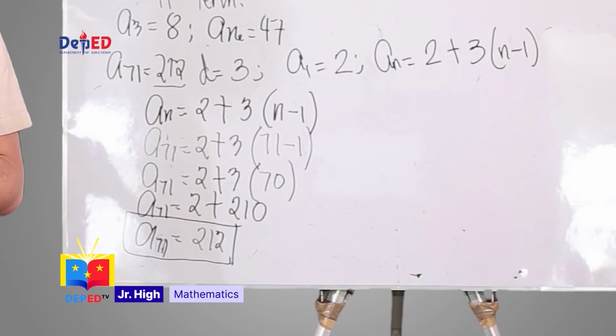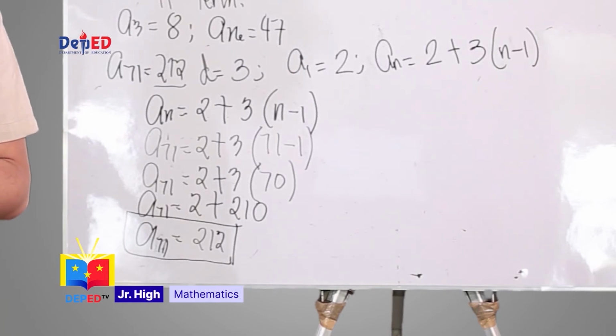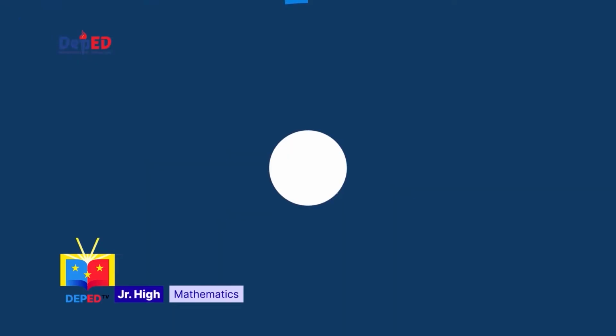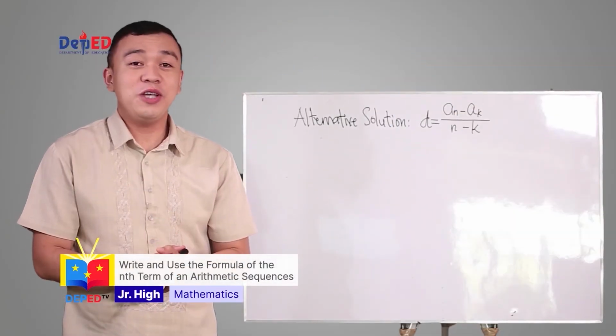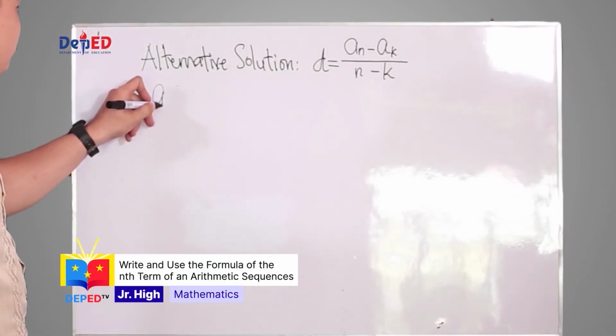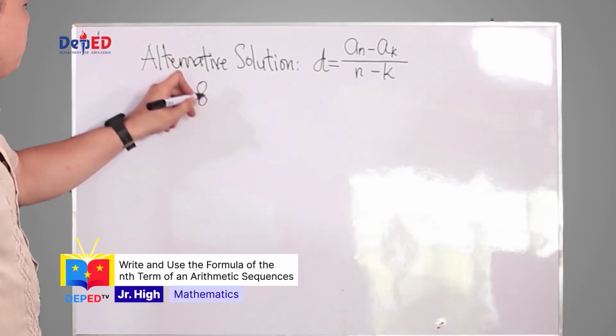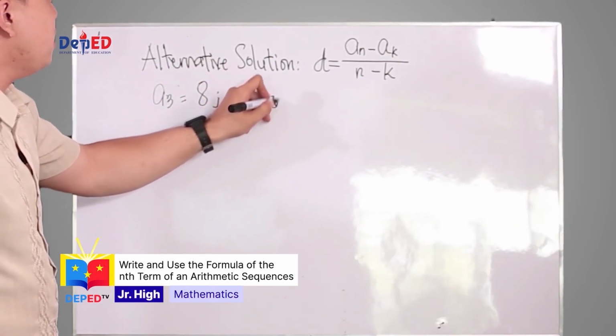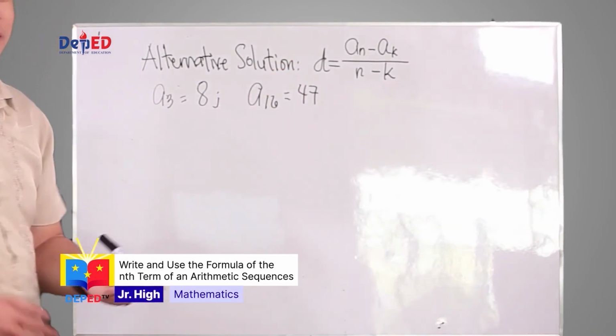Here's another way in solving the difference d. There is an alternative solution, or another way to solve d, or the difference, using the formula d is equal to a sub n minus a sub k all over n minus k. Just take note of the following details. Our given a sub 3 is equal to 8, and our a sub 16 is equal to 47.